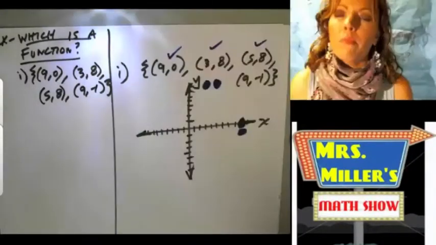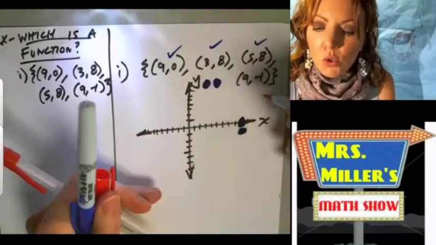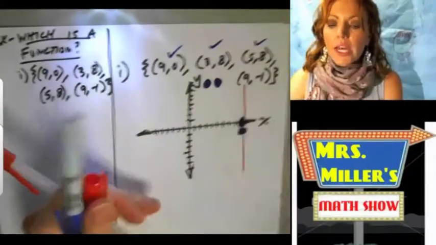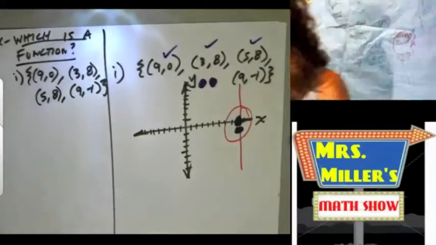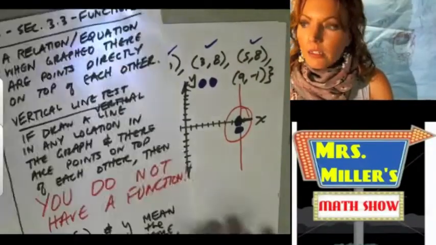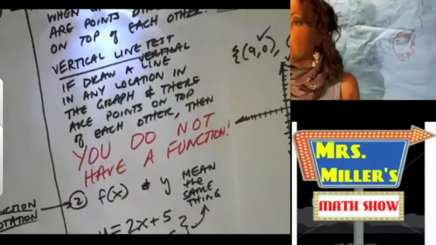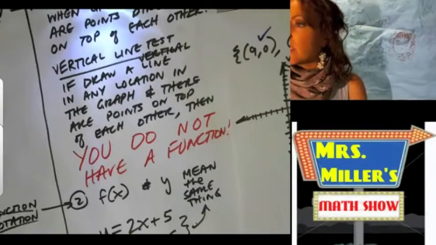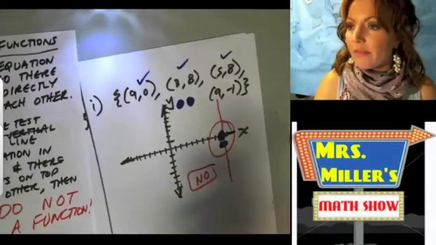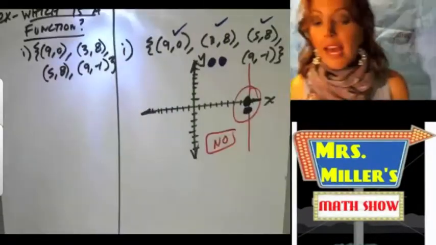Perfect. Clap or make noise if you agree with Gustav. Good. Right here. So back to our vertical line test definition. Do we have a function or no if there are points on top of each other? No, we do not. Okay. Easy? Yes? Yes, good.